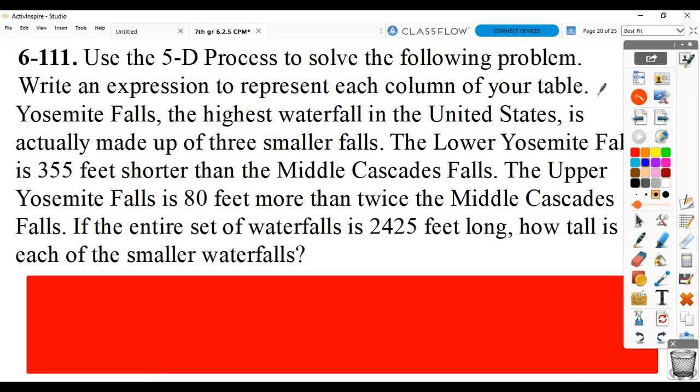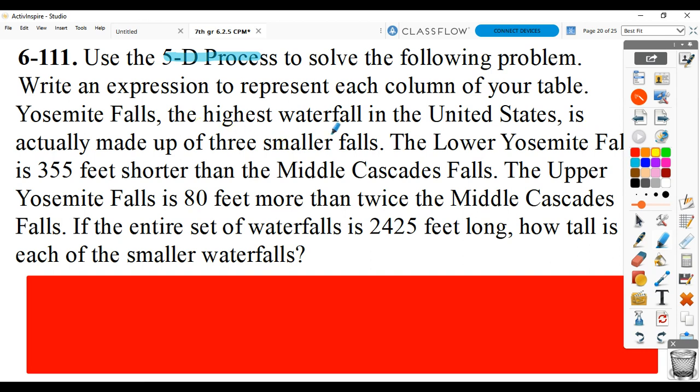For this one, we want to write an expression to represent the variable terms and then solve it. Now, even though it says they want you to use the 5D process, I would also be fine if you wanted to use the algebra equation process instead. So first of all, we need to make sure we figure out what our variables should be defined as, whether we're doing 5D or algebra.